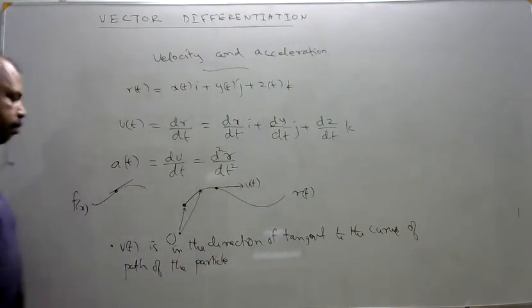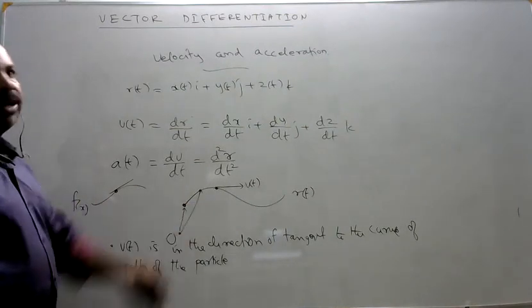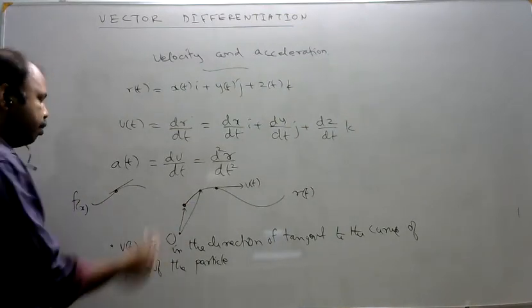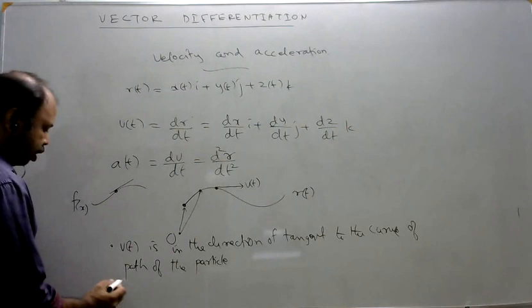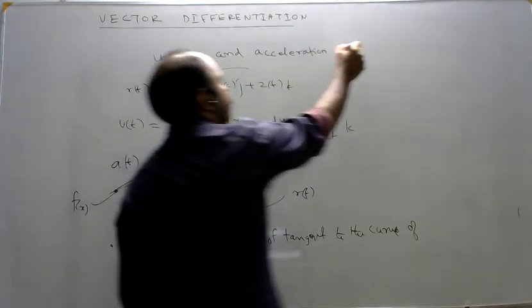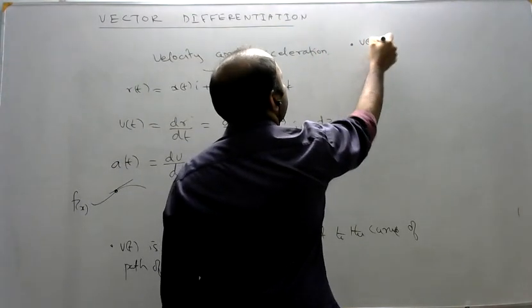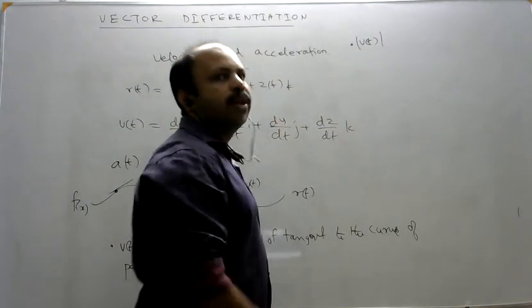at the given time. Now, for a vector, we have direction and magnitude. What is the magnitude? So, magnitude of V, modulus of V of t is, as we know, it is speed.